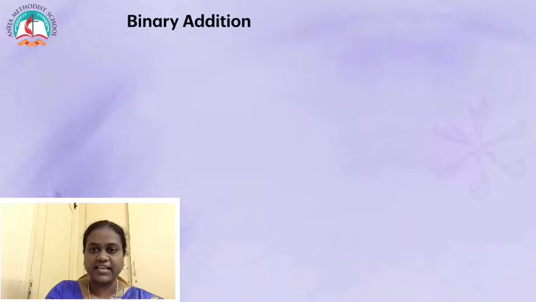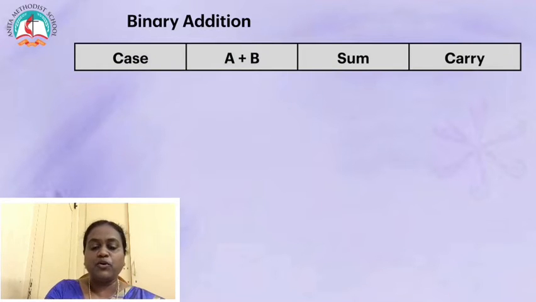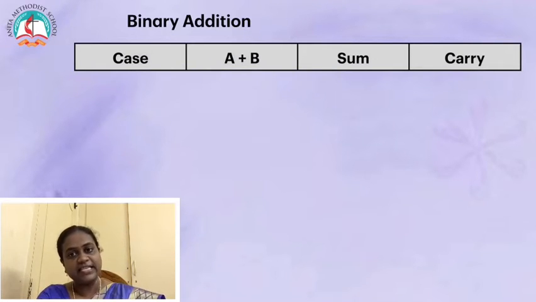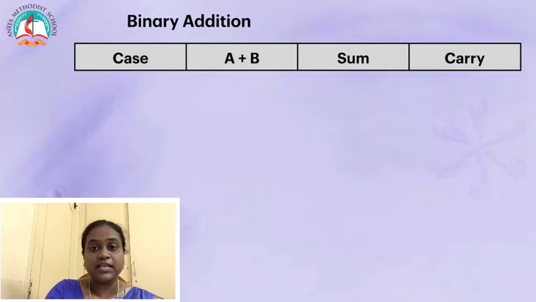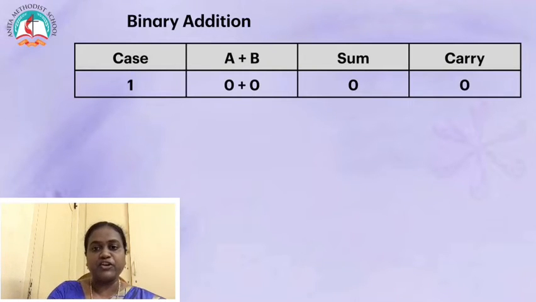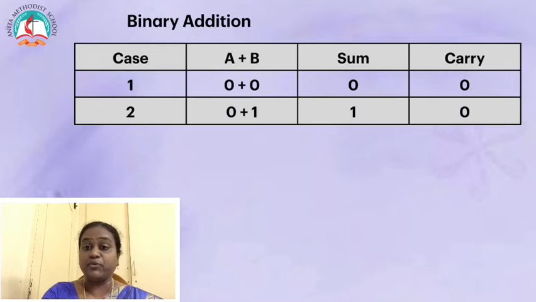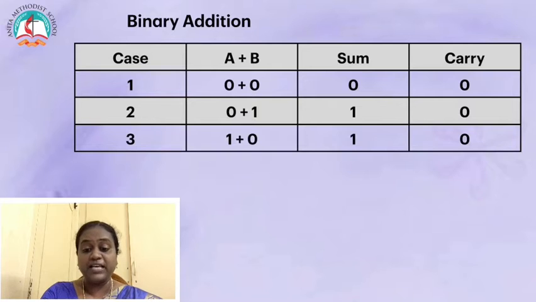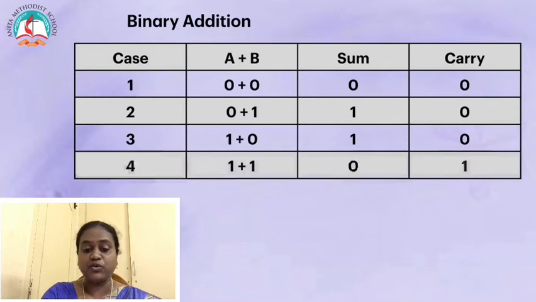So first is binary addition. For binary addition and for binary subtraction, we have some rules to be followed. Let's look into the rule for binary addition. If I'm going to add 0 plus 0, then my sum will be 0, my carry will be 0. If I'm going to add 0 plus 1, sum is 1, carry is 0. 1 plus 0, sum is 1, carry is 0. And finally 1 plus 1, sum is 0 and carry 1.